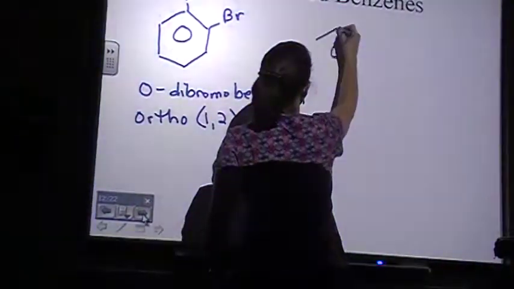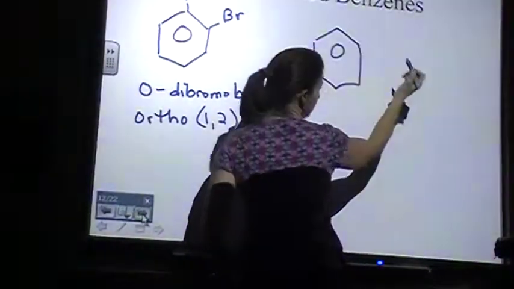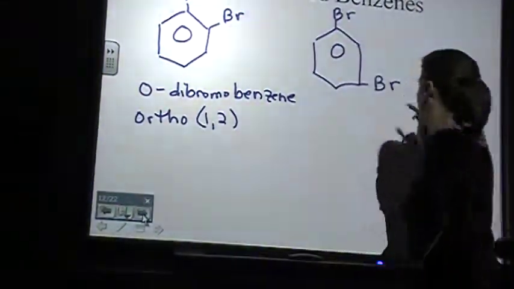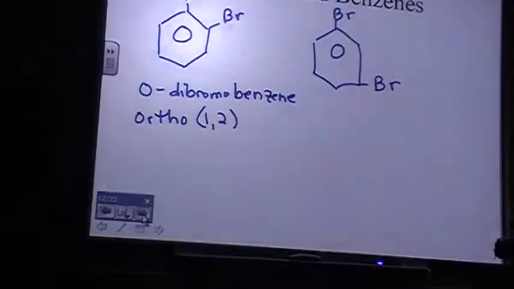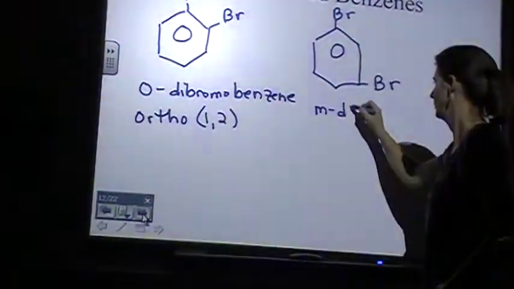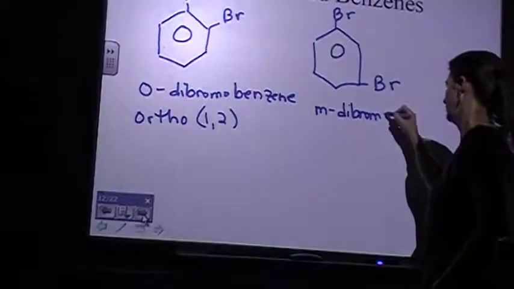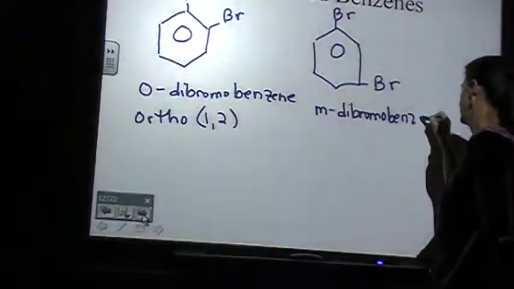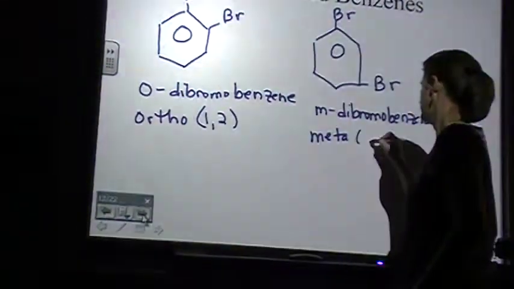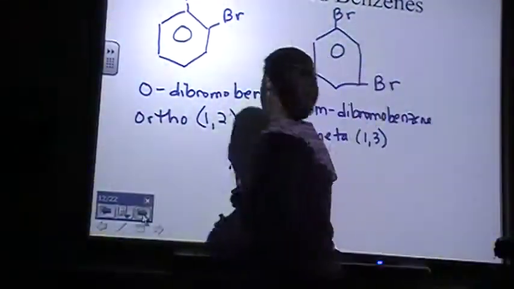So what if you had these same people, Br and Br, and they're at the 1, 3 position? There's a name for that. It's called M. M-dibromobenzene. M stands for meta, and it means 1, 3 position.